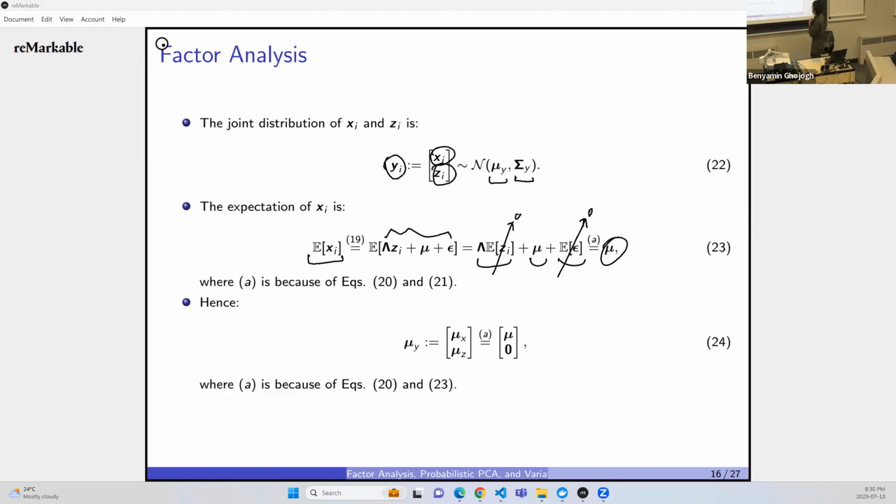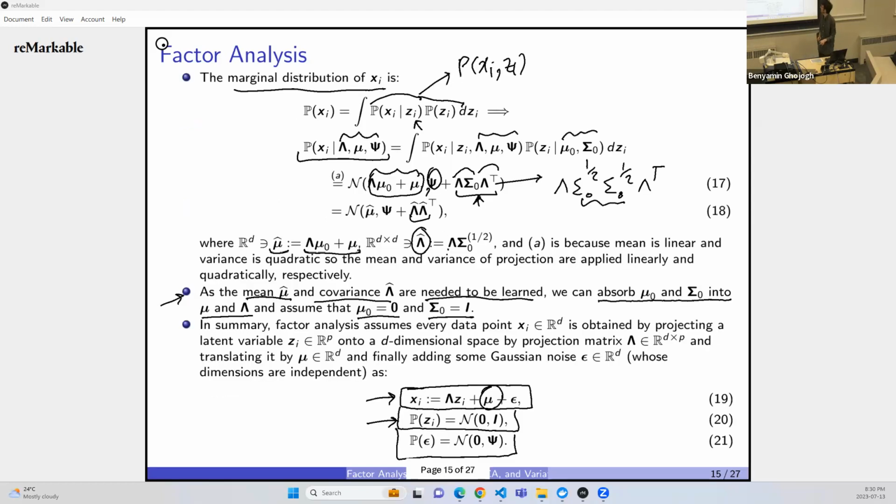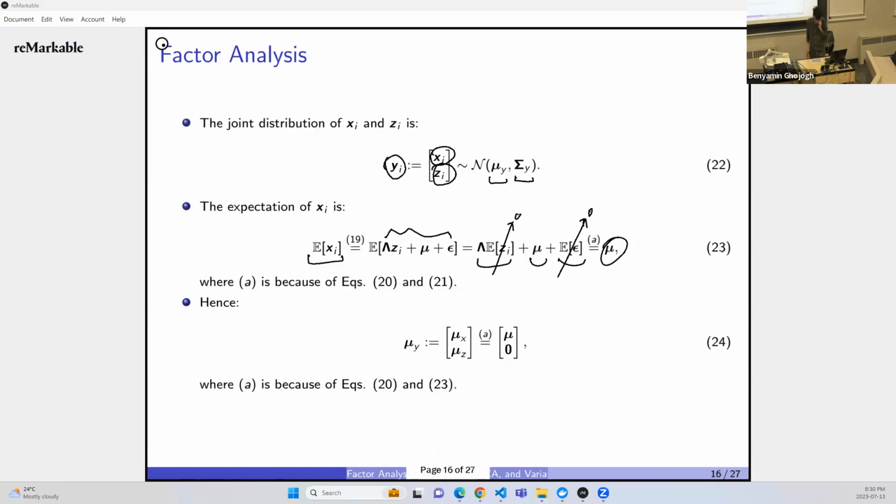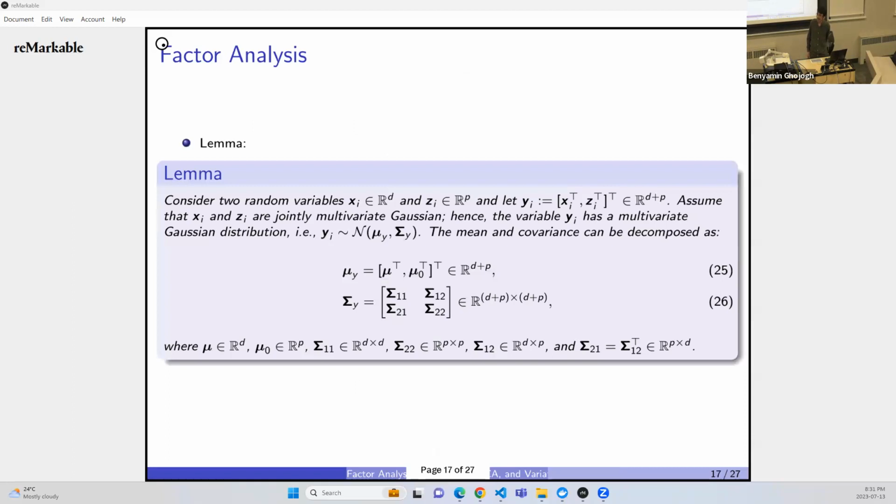Now you understand the philosophy behind adding mu here. Because I know that the mean of lambda Zi is 0 and the mean of epsilon is 0, I need to have the mean of data, because Xi has some mean. Therefore, mu y, the mean of y, is the mean of x and mean of z. The mean of z is 0, but the mean of x is mu.